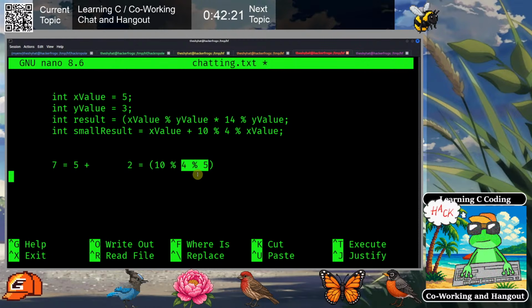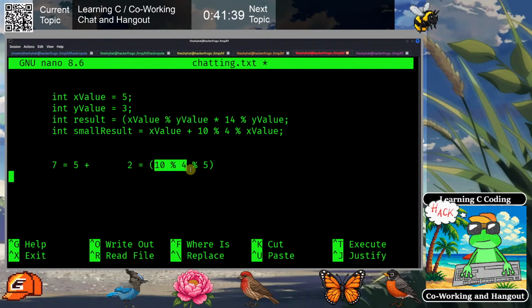We do 4 modulo 5, which is the same as 5 minus 4, which is 1. And then 10 modulo 1. 10 modulo 1 is... no, 10 modulo 1 is 0, because it divides evenly. So this would result in 0. So 5 plus 0, that doesn't work.